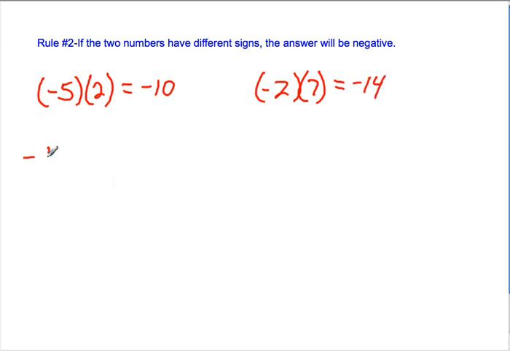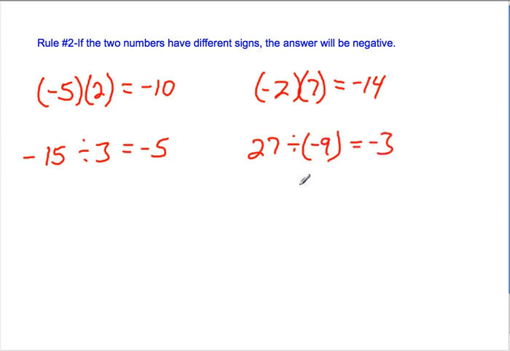Same is true for division. Negative 15 divided by 3. A negative divided by a positive is a negative. It doesn't matter if the negative is first or second. So the first number could be positive, 27, and the second number could be negative. Still negative because one of them's positive, one of them's negative. So same for multiplication. If we had 5 times negative 2, one's positive, one's negative, so the answer is negative.